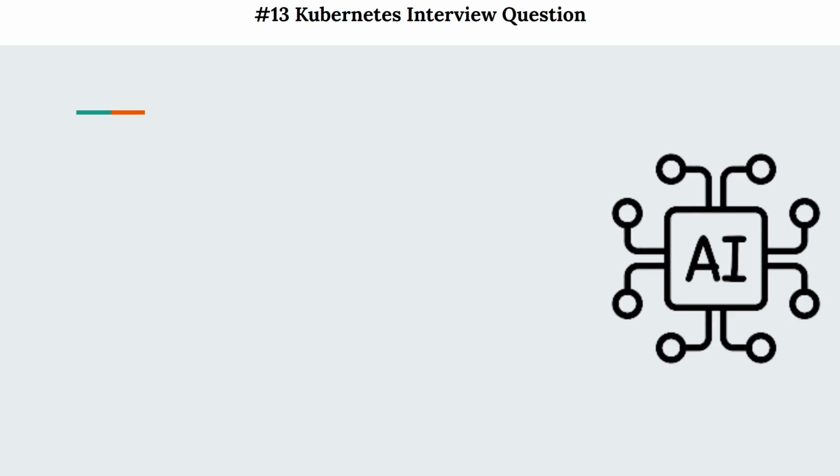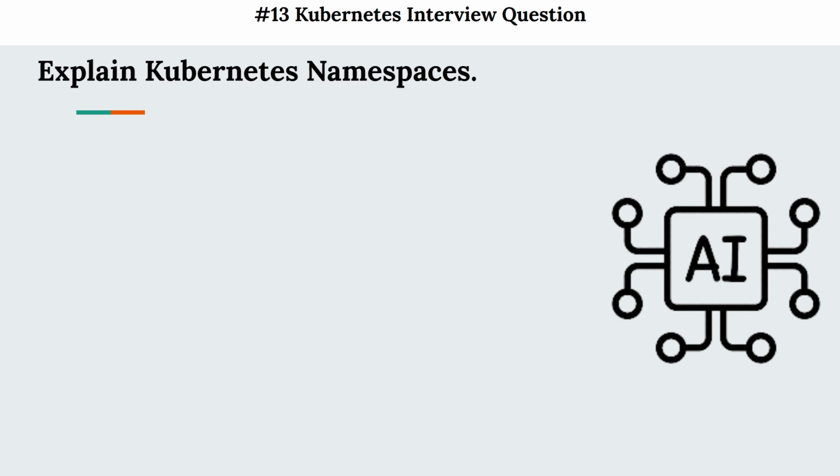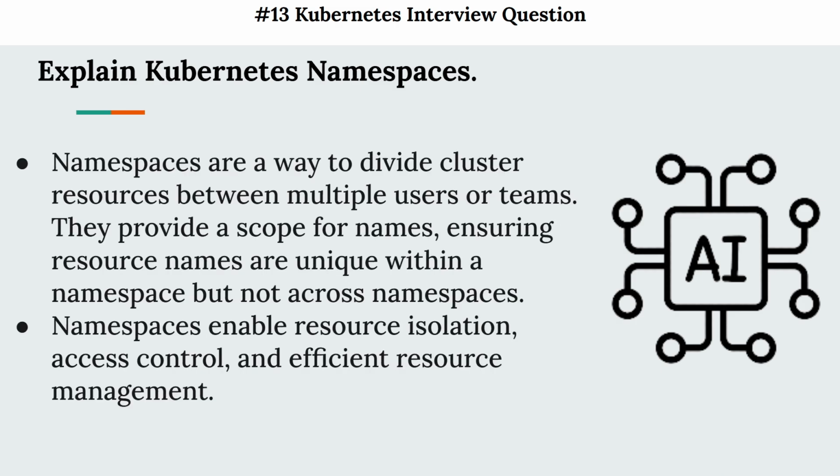Let's move to the 13th question. Explain Kubernetes namespaces. Let's see the answer. Namespaces are a way to divide cluster resources between multiple users or teams. They provide a scope for names, ensuring resource names are unique within a namespace but not across namespaces. Namespaces enable resource isolation, access control, and efficient resource management.